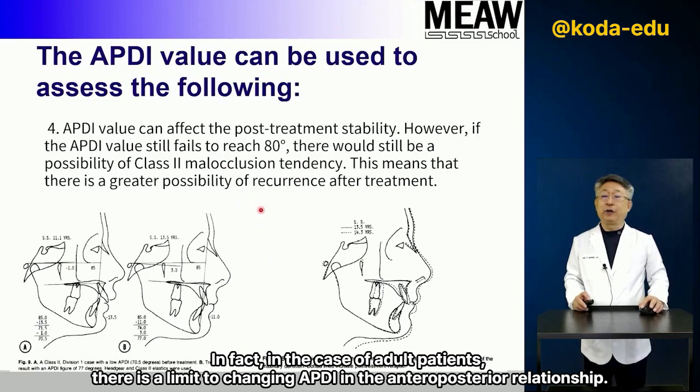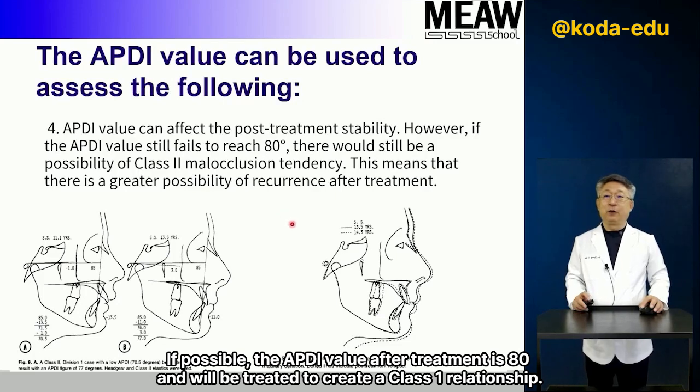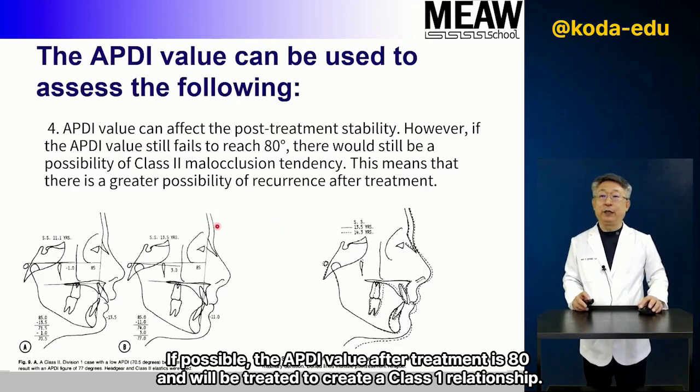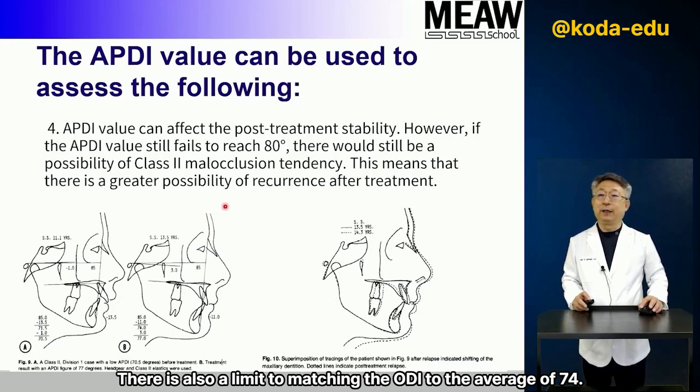In fact, in the case of adult patients, there is a limit to changing APDI in the anteroposterior relationship. If possible, the APDI value after treatment should be 80, and the patient will be treated to create a class 1 relationship. There is also a limit to matching the ODI to the average of 74.